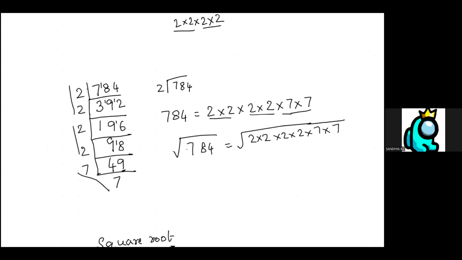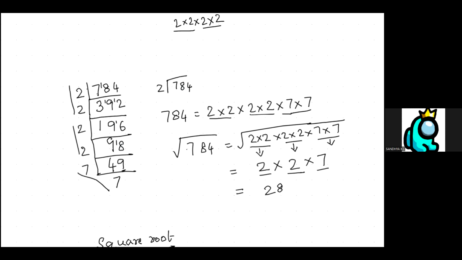Now you need to group it as pairs. Okay, so here 2, how many pairs of 2 do I have? 2 pairs of 2. So for this one pair I need to take one 2 outside, multiplied by, for this 2 into 2 I need to take one 2 outside. Then for the 7 into 7 I need to take one 7 outside. So my answer will be 2 multiplied by 2, 4. 4 into 7, 28. So the square root of 784 is 28.